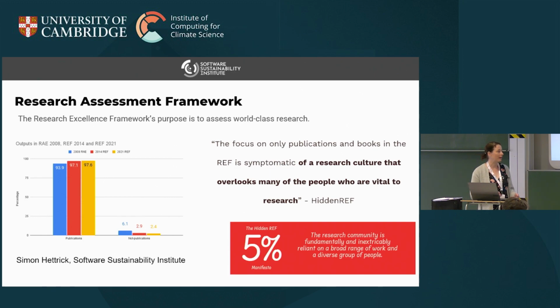So they've got a new little thing, which is the 5% manifesto, where they're asking universities to sign up to a manifesto where they promise that at least 5% of their submitted outputs should not be publications. That can be museum artifacts or anything like that. It doesn't need to be software, but for us it tends to be software.